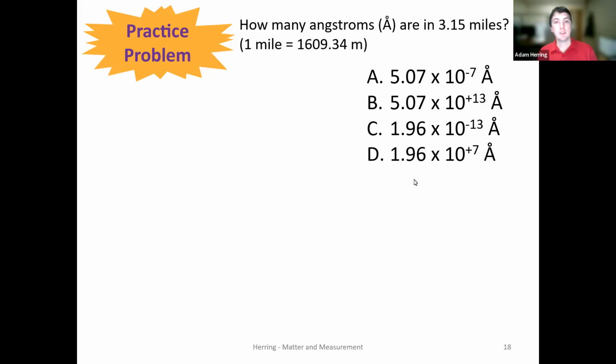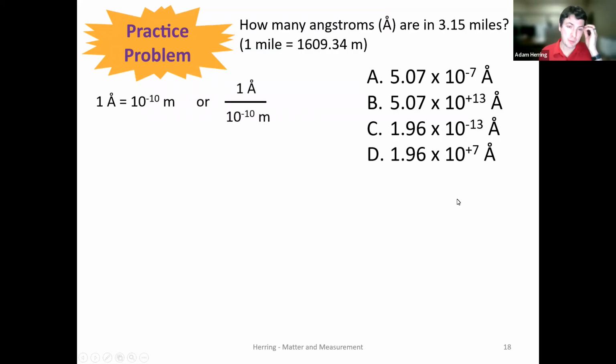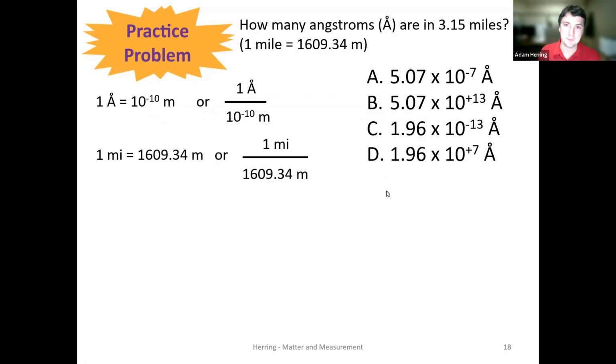Welcome back. So in this question, you're asked to identify how many angstroms are in 3.15 miles. You're given the conversion factor for miles to meters. And so you need to use the earlier information converting angstroms to meters as well. We know that 1 angstrom is 1/10 billionth of a meter, or 10 to the minus 10 meters. And that can be expressed as a ratio. We also know that 1 mile is 1,609.34 meters, and expressed as a ratio here.